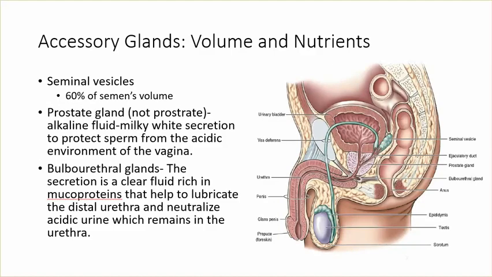So, most of the ejaculate is the secretions of the accessory glands. The seminal vesicles, there's two of them, join with the vas deferens to form the ejaculatory duct, and they produce 60% of the volume of the ejaculate, of the semen. Now, remember, the semen is not the sperm. The semen is the sperm plus the secretions of the other glands.